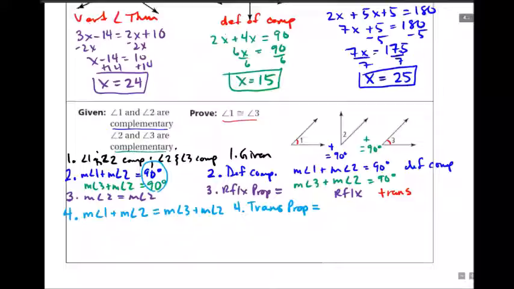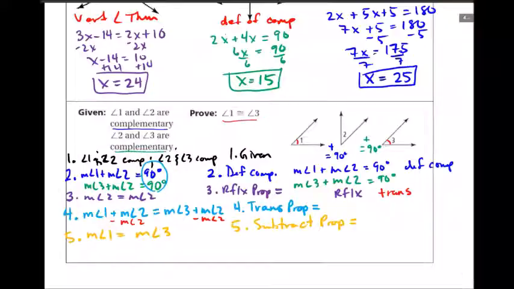So now what am I going to do next? Hopefully you saw this when we were working over here. This has been a common theme for us. So step 5, I'm going to be able to say the measure of angle 1 equals the measure of angle 3 by the subtraction property of equality. And what was it that I wanted to prove? That my angles are congruent.